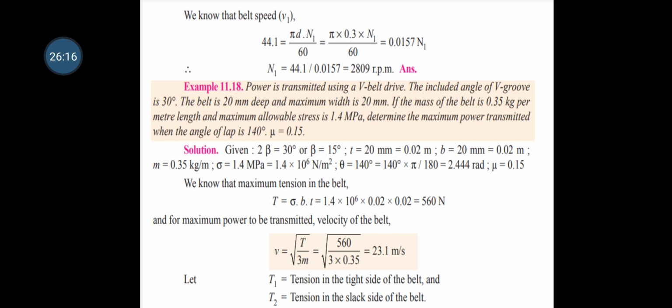A power is transmitted using a V belt drive. The included angle of the V groove is 30 degrees, and the belt is 20 mm deep and the maximum width is 20 mm. If the mass of the belt is 0.35 kg per meter length and the maximum allowable stress is 1.4 megapascal, determine the maximum power transmitted when the angle of lap is 140 degrees. Then mu is equal to 0.15. Write the given details.